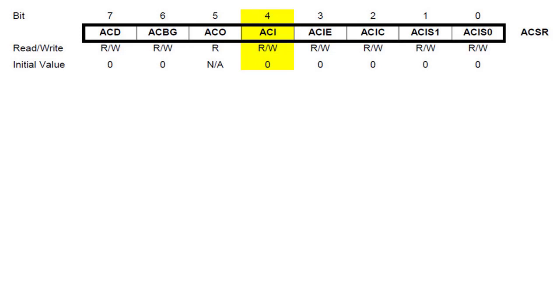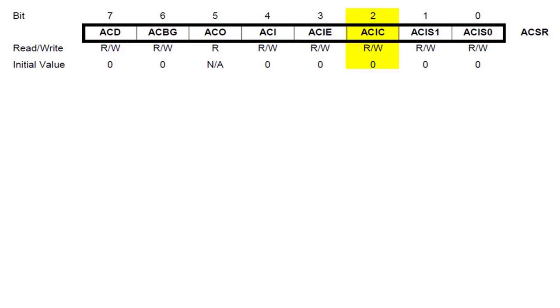This bit is set by hardware when a comparator output event triggers the interrupt mode defined by ACIS1 and ACIS0. When the ACIE bit is written logic 1 and the I bit in the status register is set, the analog comparator interrupt is activated. When written logic 0, the interrupt is disabled.